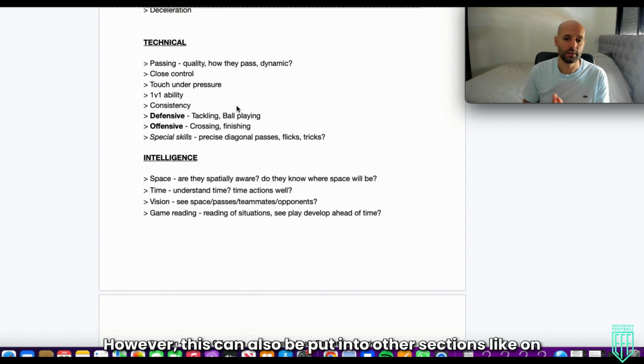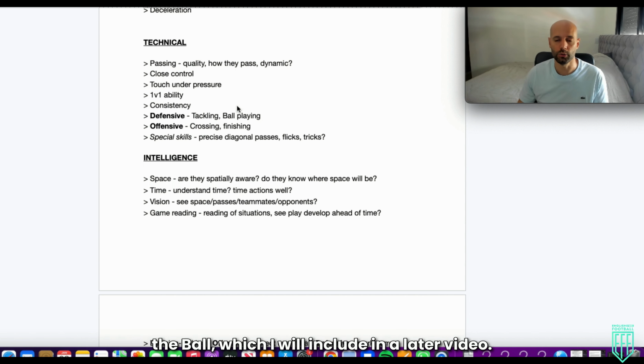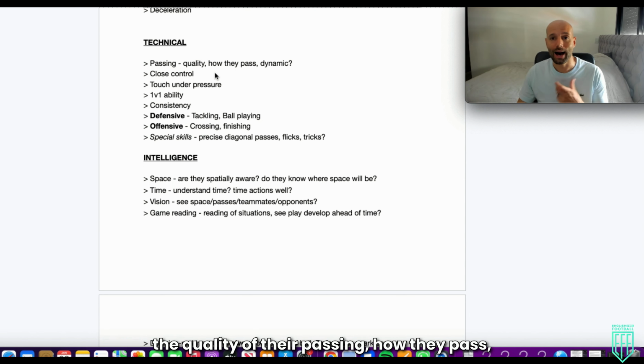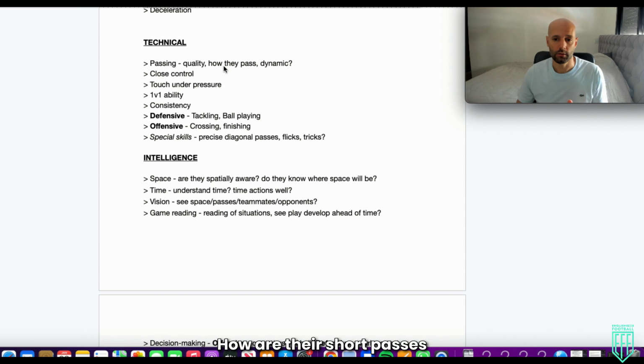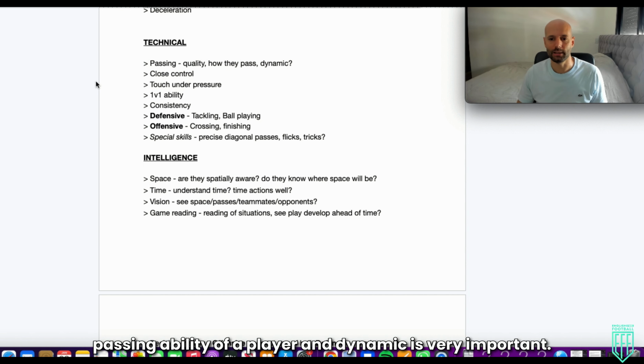However, this can also be put into other sections like on the ball, which I will include in a later video. But just for now, let's focus on the fundamentals. So you want to talk about the passing, the quality of their passing, how they pass, the dynamic range of their passing. So do they have diagonal passes in their locker? How are their short passes? Consistent, smooth, firm, intricate. There's a lot of words we can use to describe a passing ability of a player. And dynamic is very important.